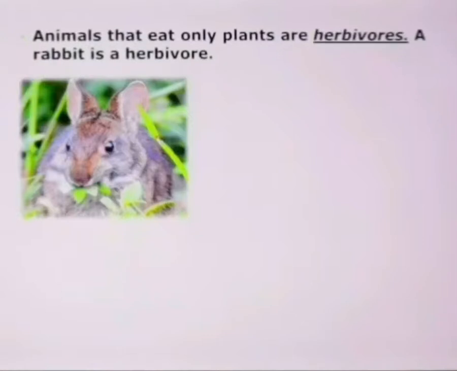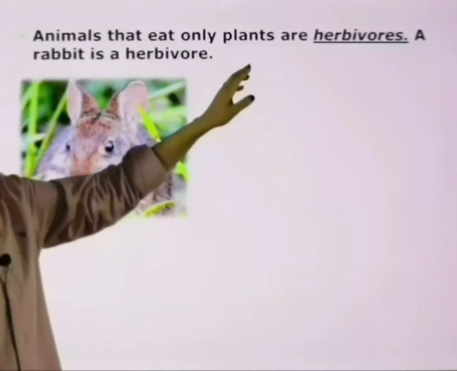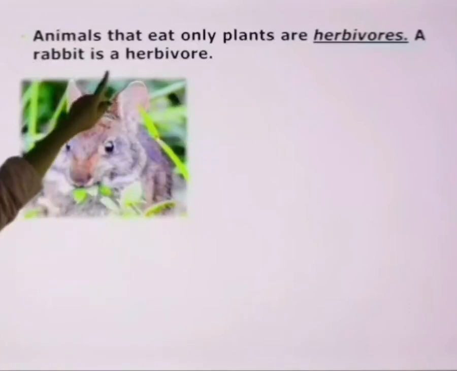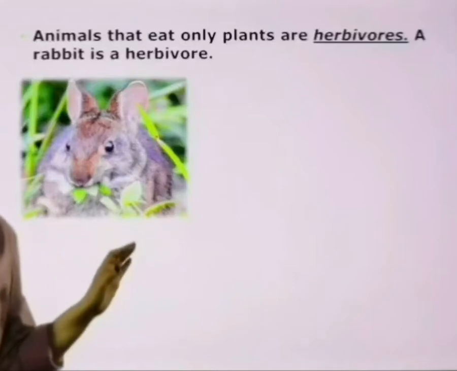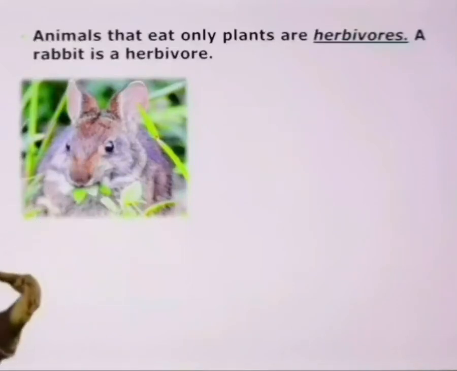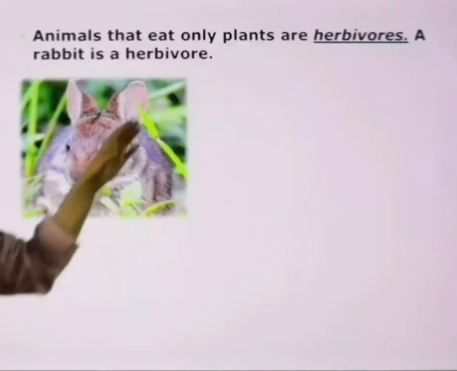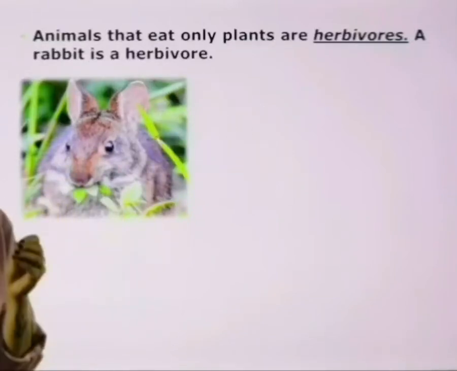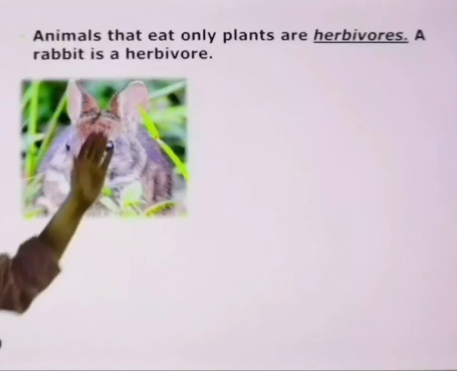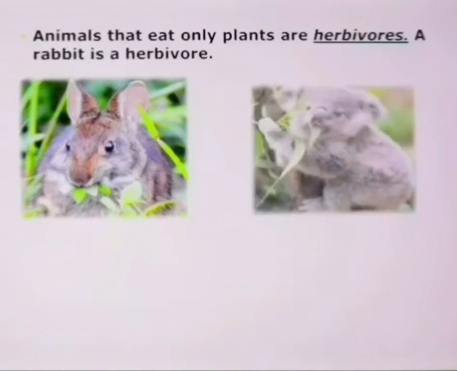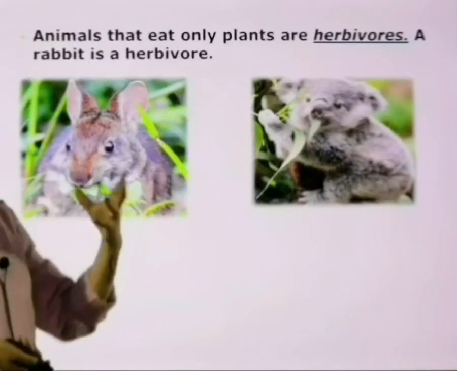This rabbit, let's look at this rabbit. Animals that eat only plants are herbivores. A rabbit is a herbivore. Some kinds of rabbits don't eat only plants. They can eat insects. But most rabbits, the rabbits that we can raise in our houses, eat herbs. So that's why they're called herbivores. So consumers or living things that eat herbs or plants are called herbivores. A koala is also an herbivore because it eats plants.